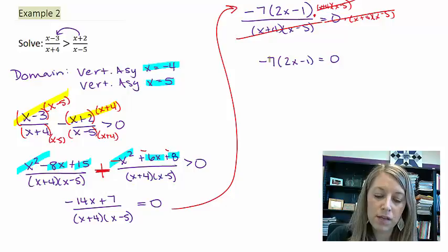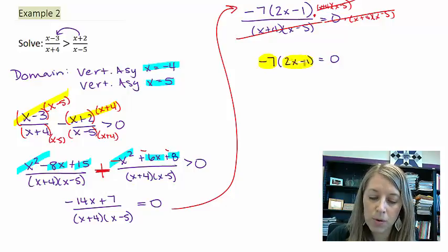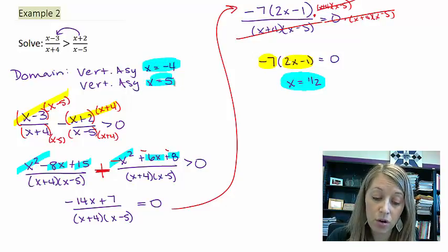So when I set each of these equal to 0, this one gives me no solution whatsoever, and then this one here gives me x is equal to 1/2. So that's going to be my intercept or my boundary. So I need to put my boundary and my vertical asymptotes on my number line.